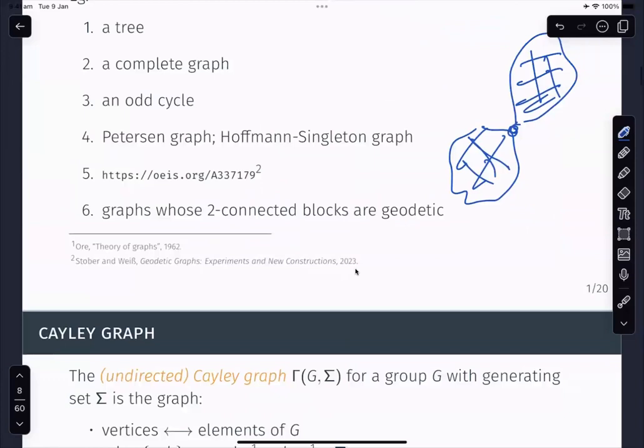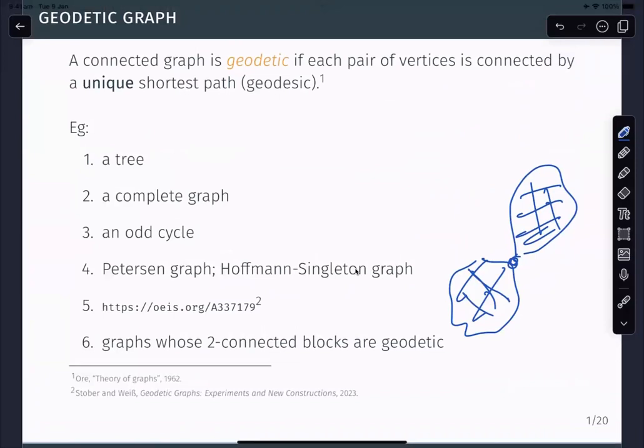And Ore, who's in tiny writing on the bottom of my screen, I have references, in 1962 asked for a classification of all geodetic graphs. And so the best we can do so far is this, and then various classes with, say, the diameter being very small, etc. So that's geodetic graphs.